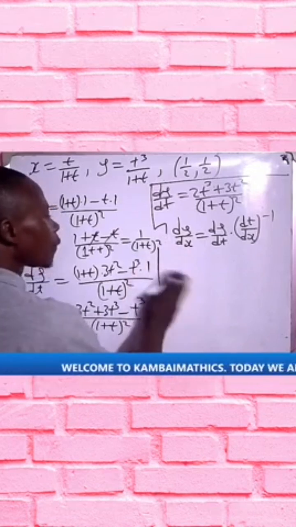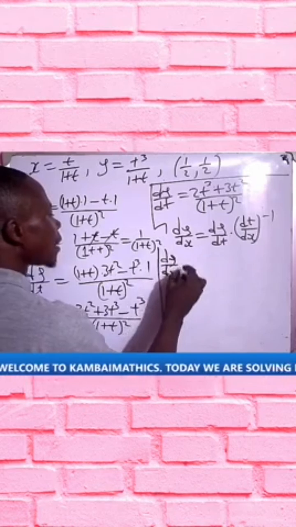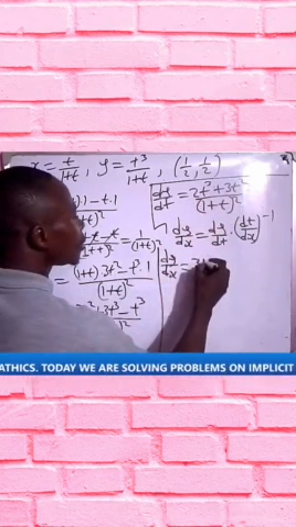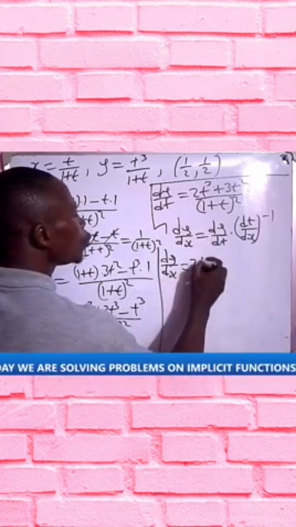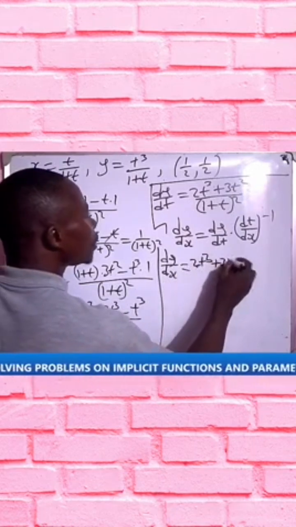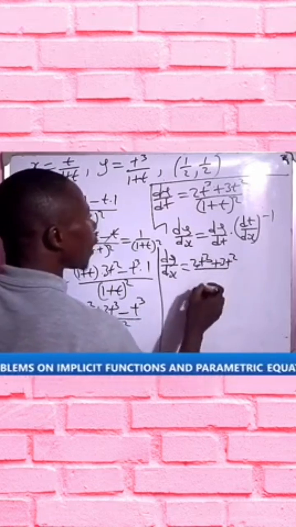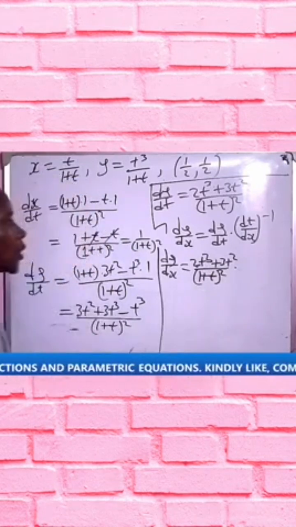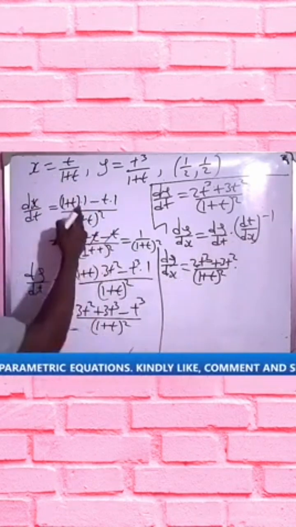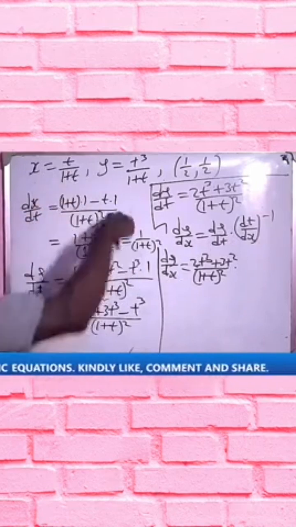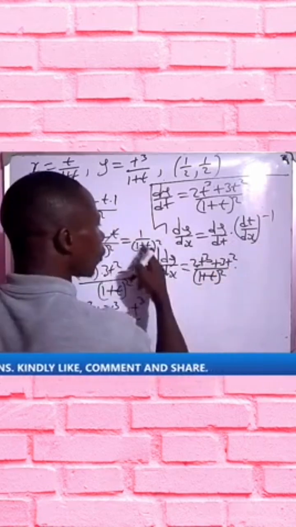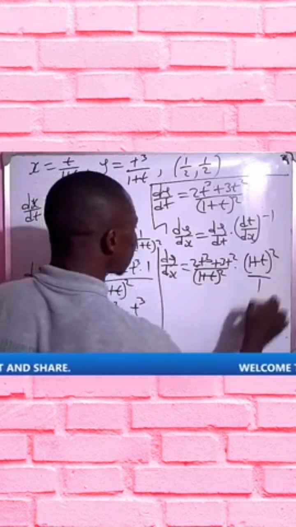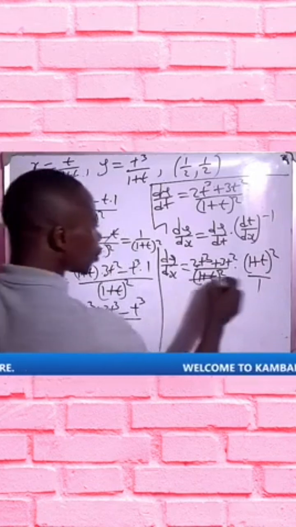So we have dy over dx is equal to dy over dt, which is this. So we have 2t cube plus 3t square all over 1 plus t in bracket square times this one, which is a reciprocal of this. Since it's a reciprocal, we'll take the inverse of this. So instead of having 1 all over this, it will give us 1 plus t in bracket square. So by implication, this one will kick out this one.